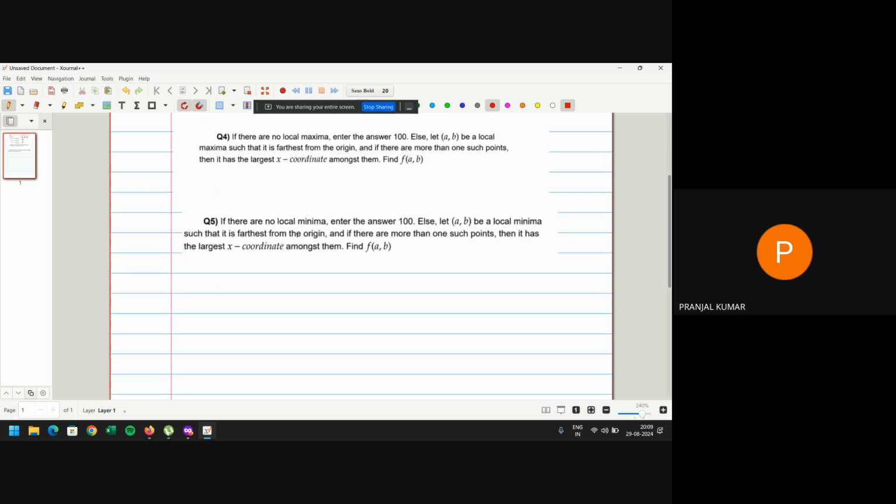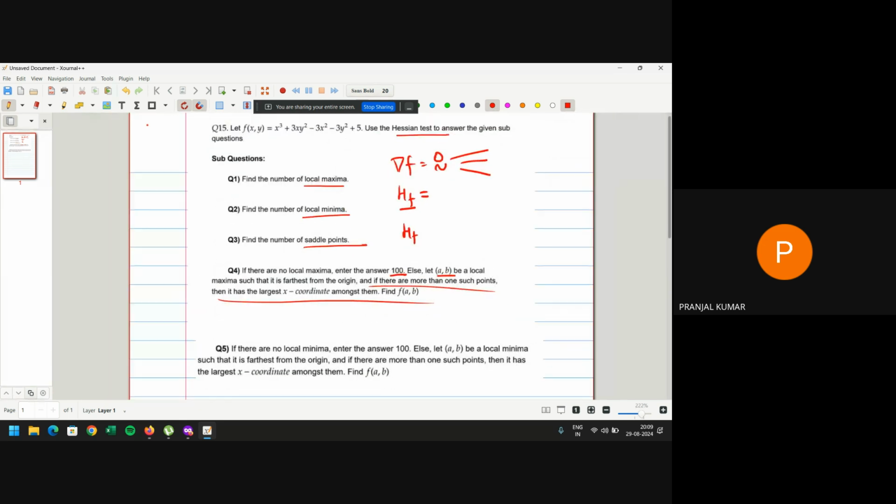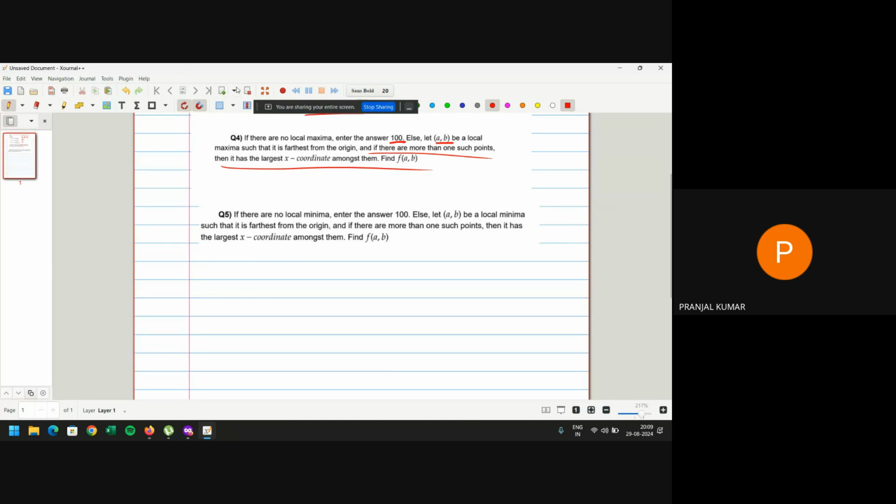Now, if there are no local maxima, that is, none of the points which you got is a local maxima, you have to enter the answer as 100. Else, let (a, b) be the local maxima, and they will ask you to find something. Whatever is given, we will see it at the end. Similarly for this. So let's start the question.